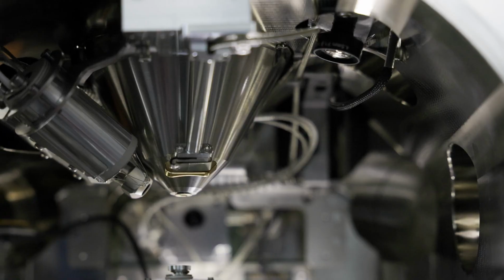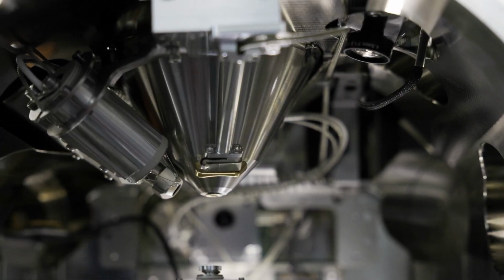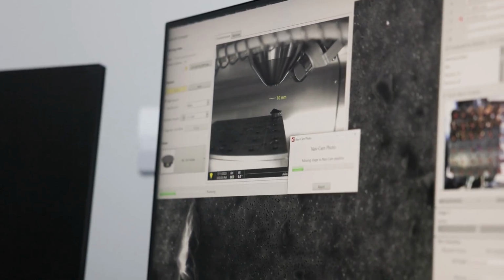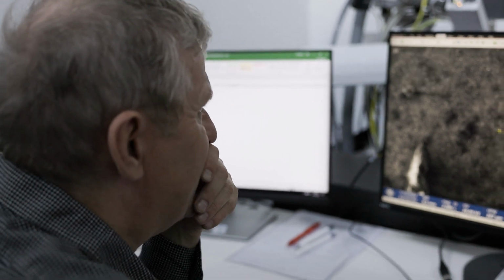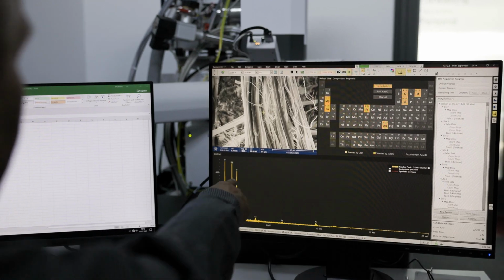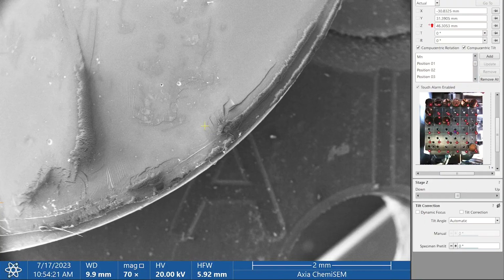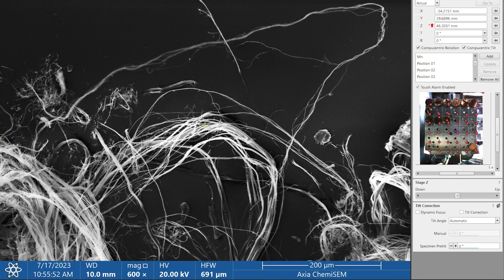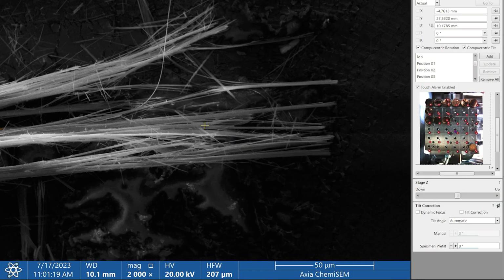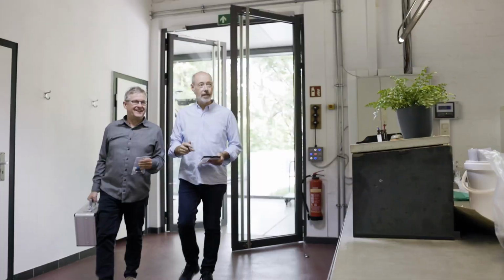Here you can see the electron gun, and there is the EDX detector, which are the main features for the asbestos analysis. The operator is searching for specific asbestos fibers, which after they have been found are analyzed by energy dispersive X-ray analysis, EDX. And the picture combined with the elemental spectra is important for the question if this fiber is an asbestos fiber and if the sample contains asbestos.